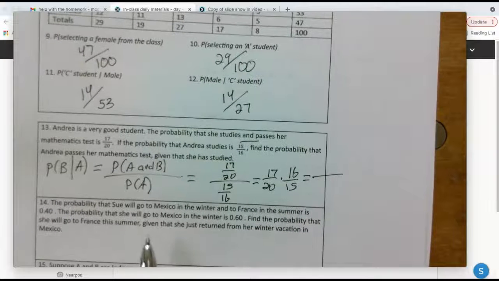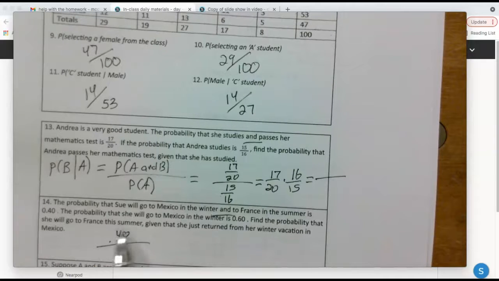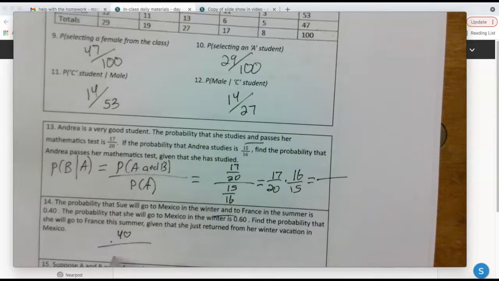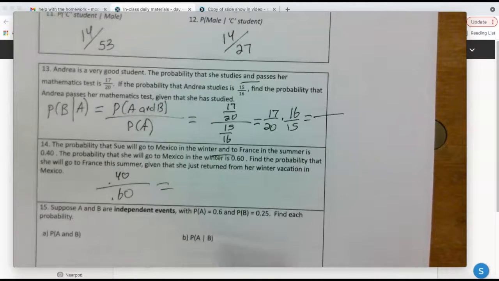Same thing here. Sue goes to Mexico in the winter and to France in the summer. 40%. So that goes on top. That's the and. 0.40. The probability that she goes to Mexico in the winter is 60. All right, find the probability she goes to France this summer, given that she's already been to Mexico. Right? That's what this is right here.